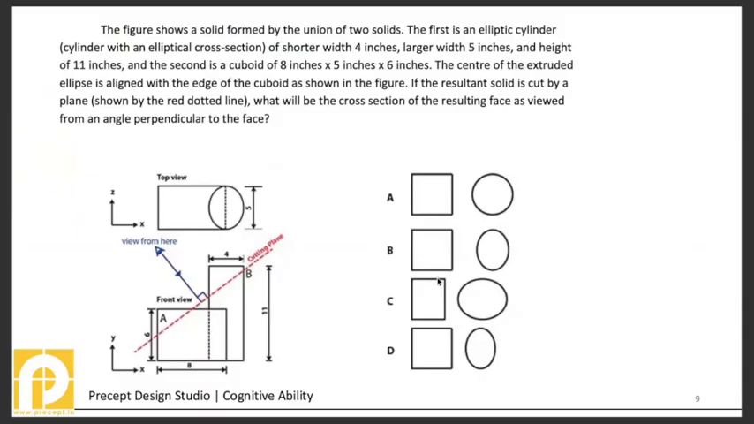If the resultant solid is cut by a plane, which is shown by the red colored dotted line, what will be the cross section of the resultant face as viewed from the angle perpendicular to the cutting plane? So this is the cutting plane, this is the viewing angle. From here it is looked at. Now in this case, what is given to us is, this is 4, this is 5, the height is 11 inches, this is 6 inches, and this is total 8 inches. This is a cuboid, this is the elliptical cylinder. Now in this case, I'm drawing a triangle here.